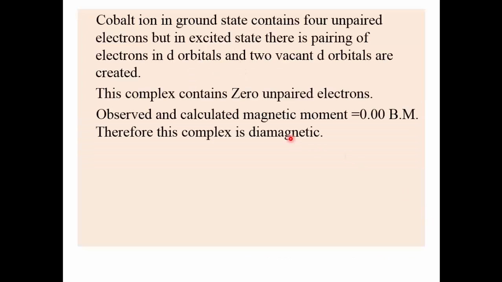So see, the cobalt ion in the ground state contains 4 unpaired electrons, but in the excited state there is pairing of electrons in d orbitals and 2 vacant d orbitals are created. This is discussed by us. This complex contains no unpaired electron, and therefore it is diamagnetic, and the calculated as well as observed magnetic moment is 0.